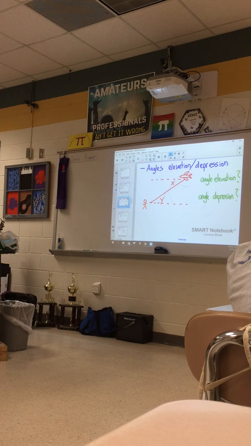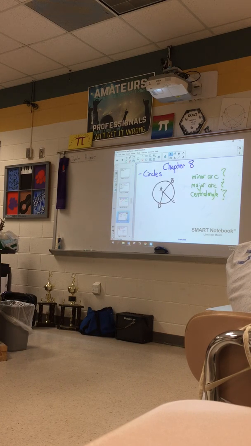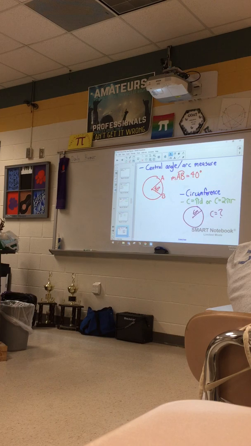Angles of elevation, depression. Which one is the angle of elevation? Y. Angle X is the angle of depression. All right, chapter 8, circles. A minor arc has 2 letters, so minor arc would be BC. A major arc, you need 3 letters, that would be CDB. Central angle would be angle BAC, this central angle. All right, central angle. Measure of angle AB is 40 degrees, so the arc is 40 degrees.